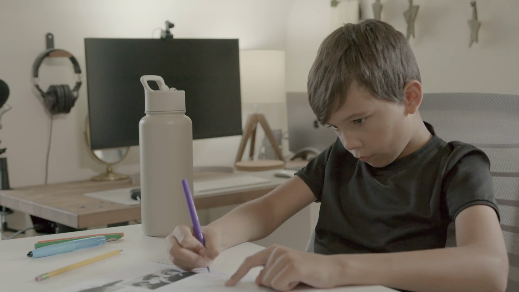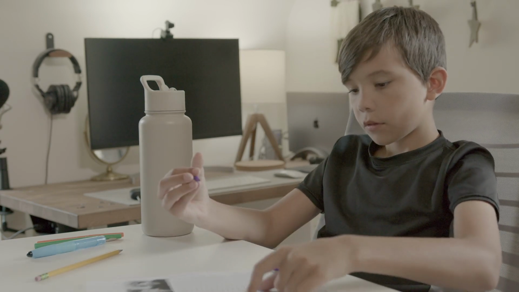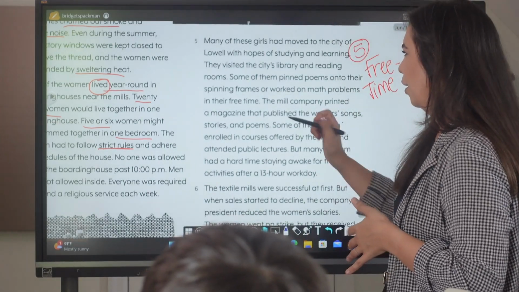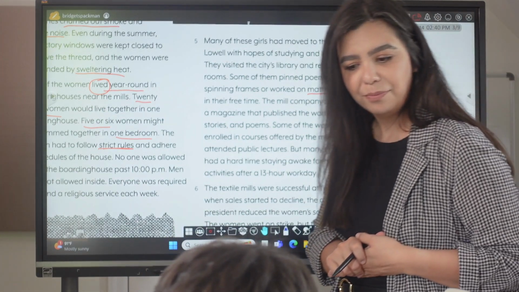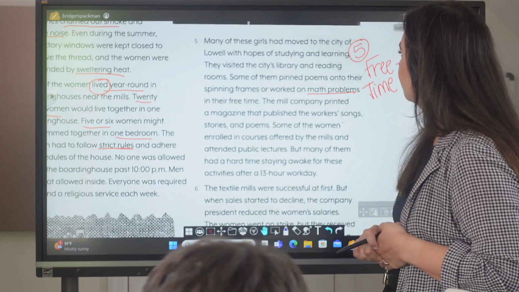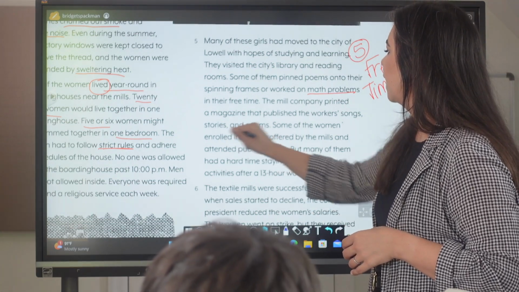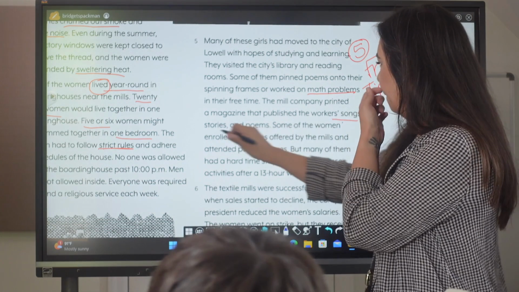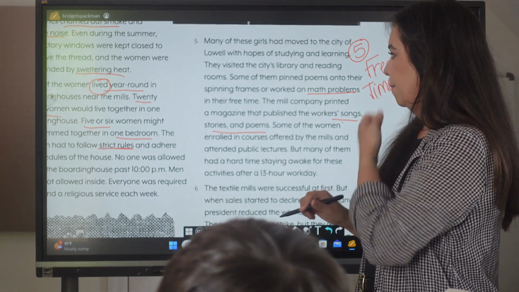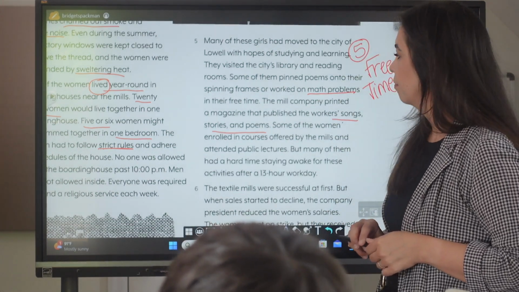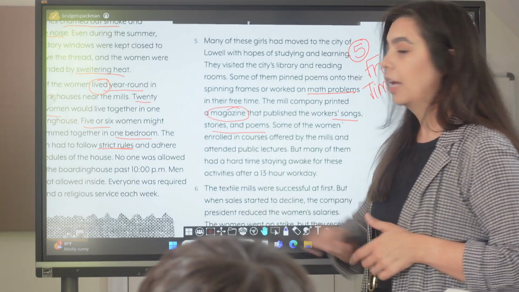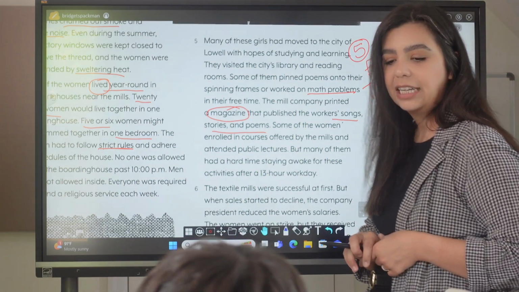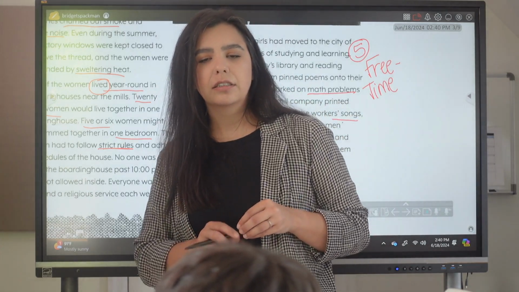So what do we know about their free time? What are some of the things that we can highlight? Math. Huh? Math. Okay. Why would they want to do math problems during their free time? I don't know. What else? Songs. Right? And where did they get these songs and poems from? The workers. Yeah, close. But who? It was from a what? A magazine. A magazine. Who printed the magazine?